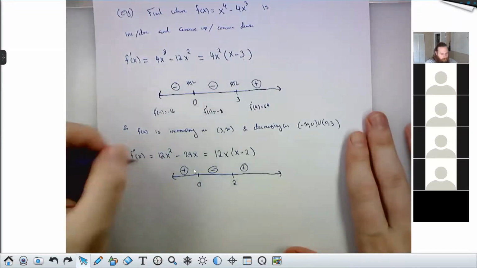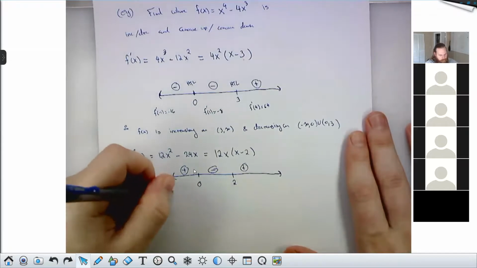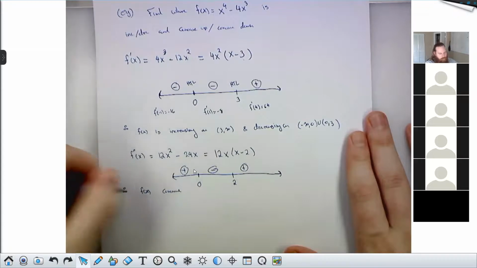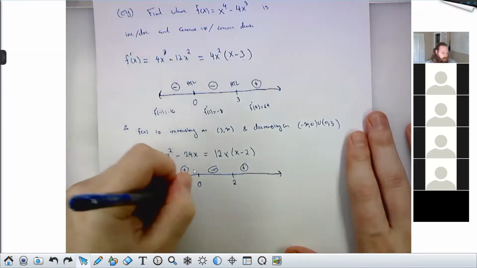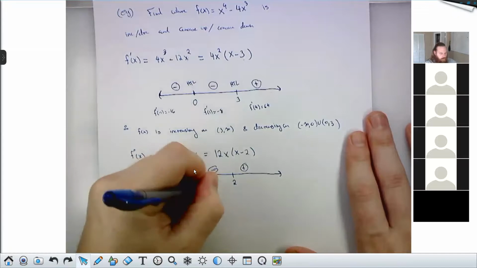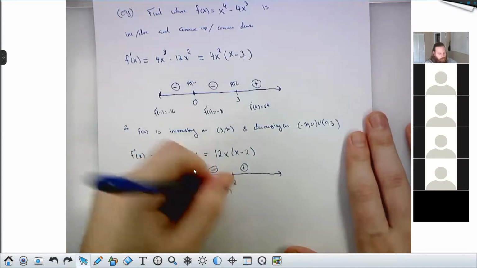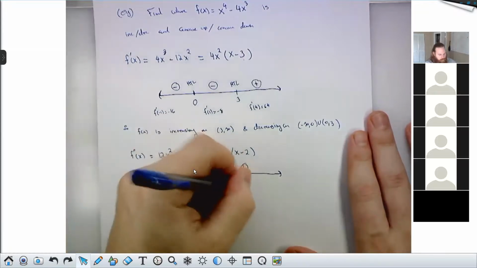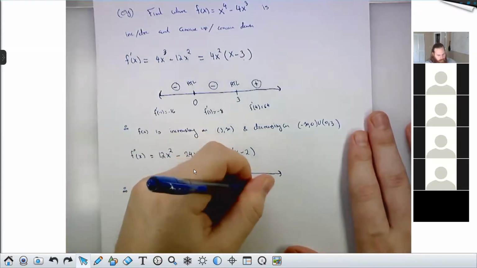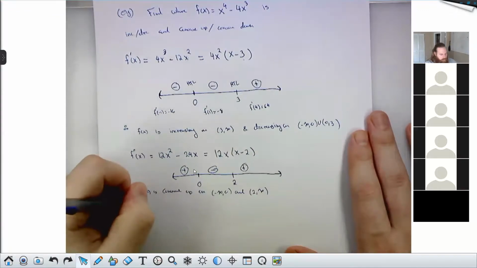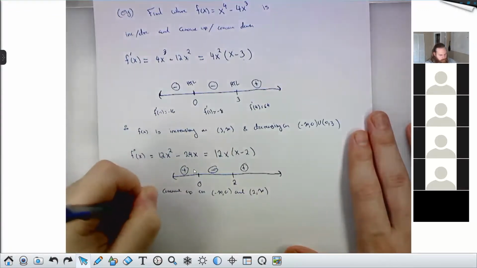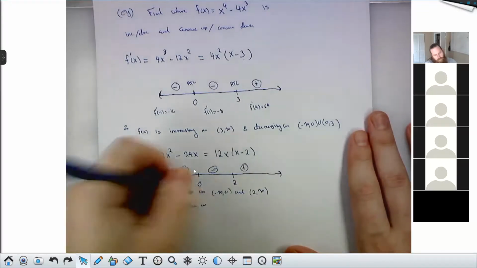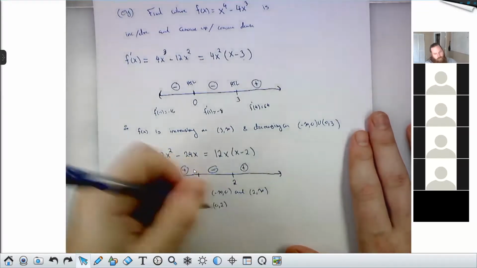So I'll be concave up. Therefore, f of x is concave up on negative infinity to 0 and 2 to infinity. And f of x is concave down on the interval 0 to 2.